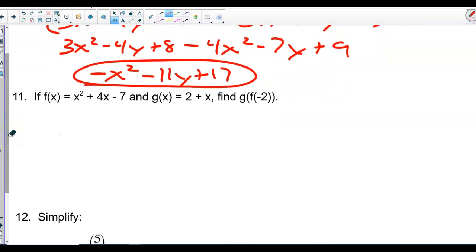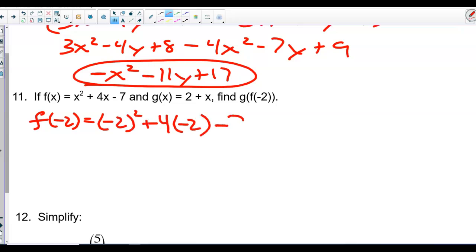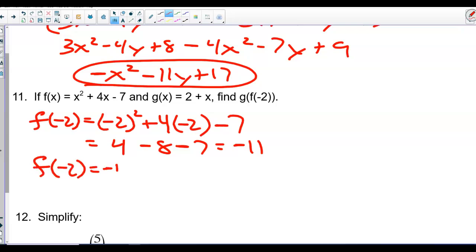For something like this, I would do f of negative 2 first. F of negative 2 equals negative 2 squared plus 4 times negative 2 minus 7. Negative 2 squared is a positive 4. 4 times negative 2 is minus 8, minus 7. It's negative 11. So my f of negative 2 is negative 11.